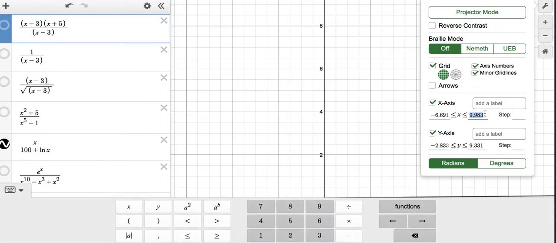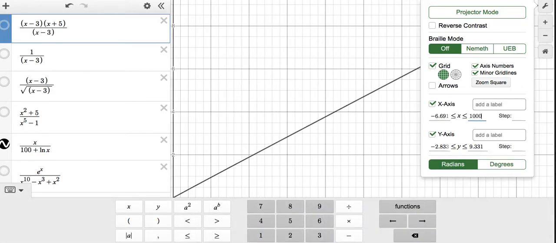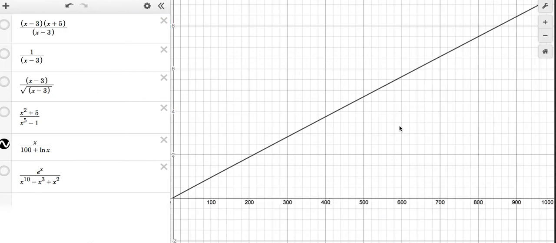So if we let x be like 1,000, all of a sudden we can start seeing that eventually that x is going to start outgrowing, and it's going to tend towards infinity.